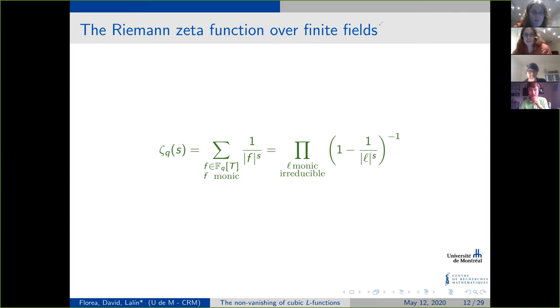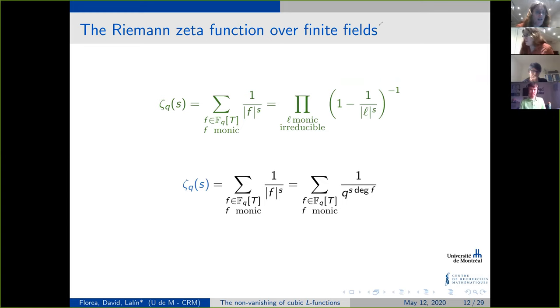So here I'm going to prove it. Here is the Riemann zeta function, again the definition that I gave you before. And again, you can write it as a product of 1 minus 1 over a prime to the power of s. Now, if we look at just the left-hand side, the sum over all f monic of 1 over the norm of f to the s, let's write what it is. The norm of f is just q to the degree of f, and now it only depends on the degree of f.